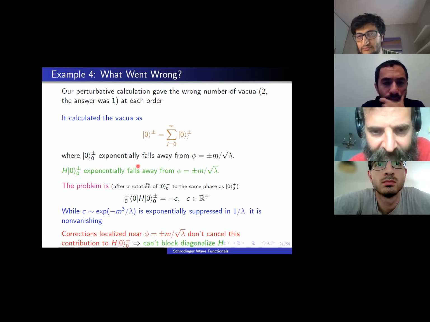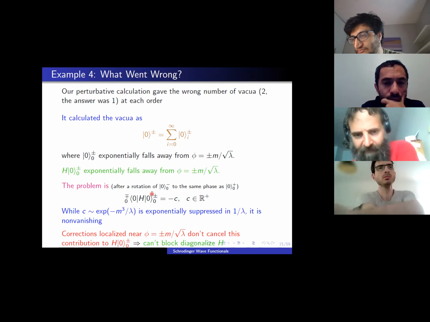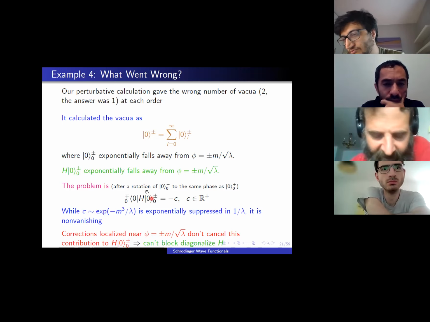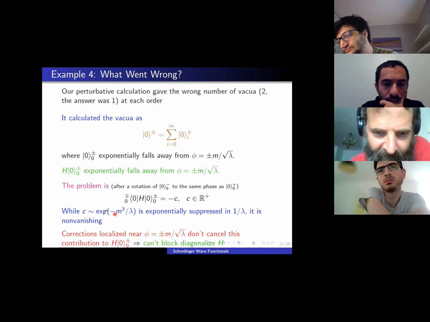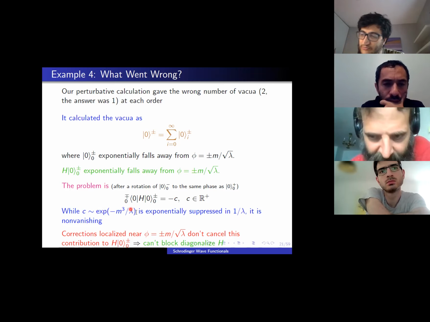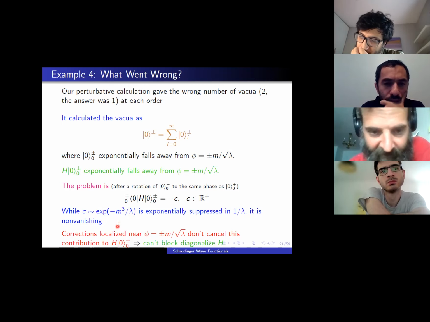Basically you're block diagonalizing H around the two minima. That's what this perturbation theory is doing for you. The problem is H really isn't block diagonal. There's a block off-diagonal piece, which is proportional to some number C, which is maybe small. If lambda is small, it goes like e to the minus something over lambda, but it's not zero. And so you can't block diagonalize H.